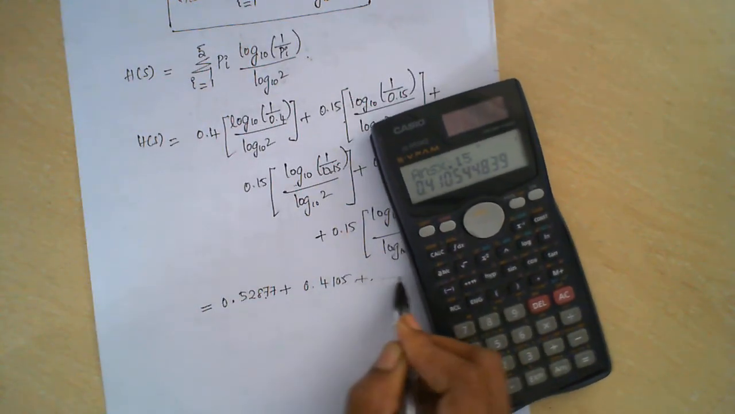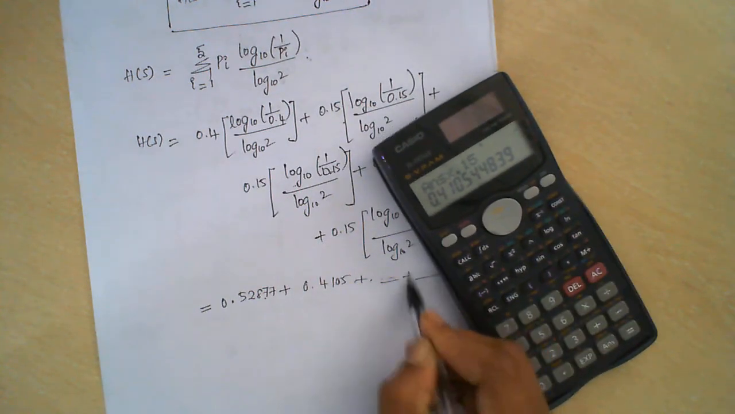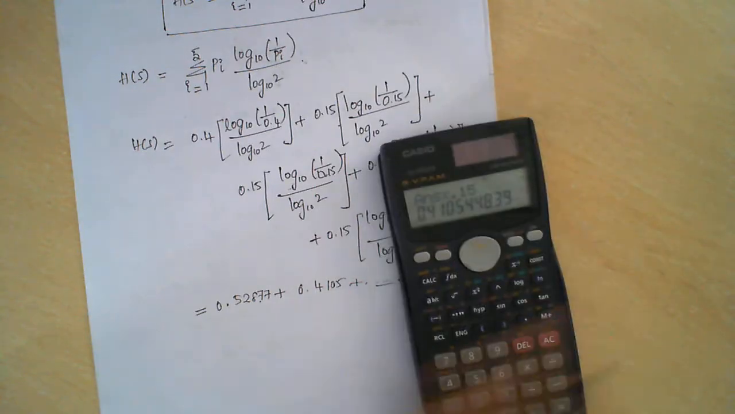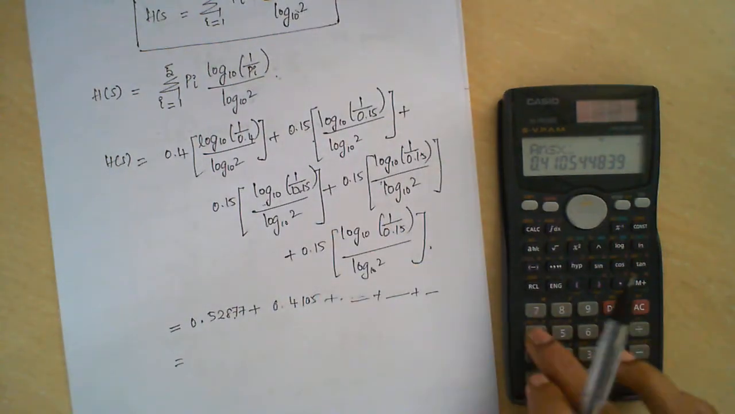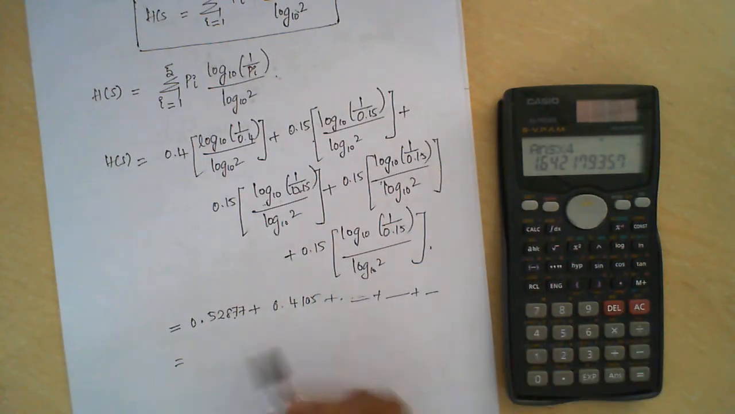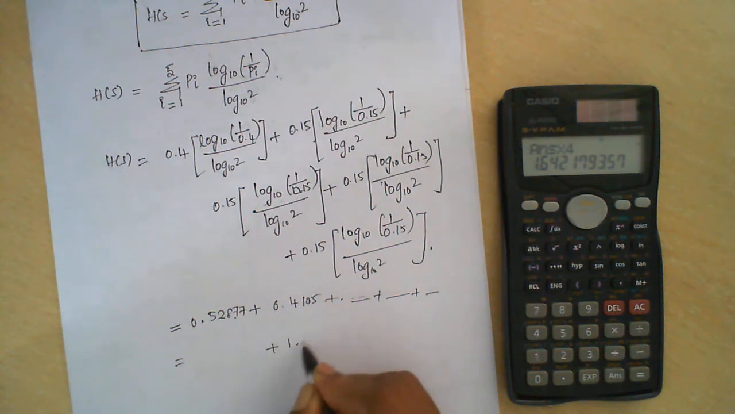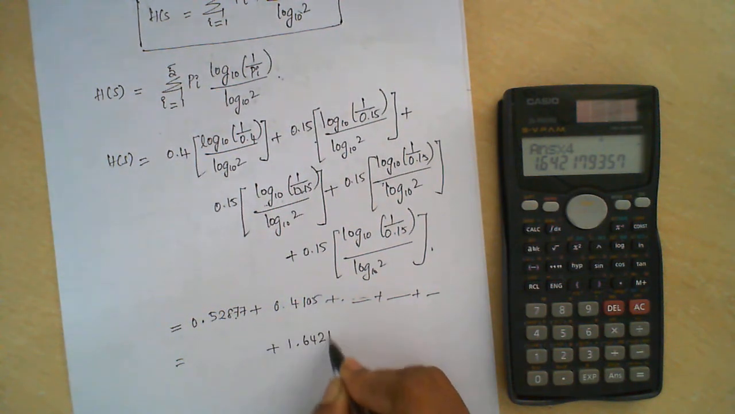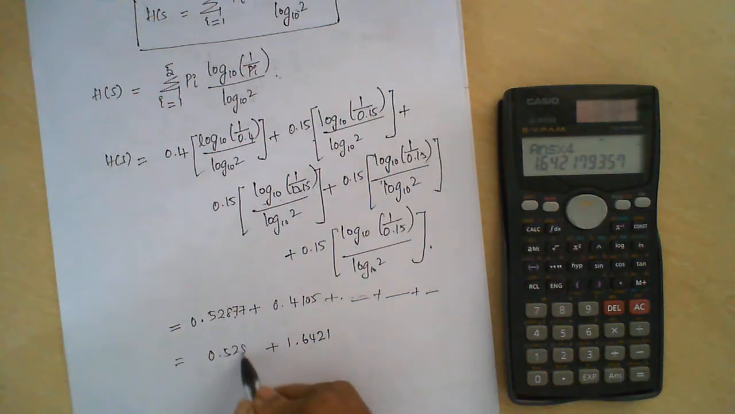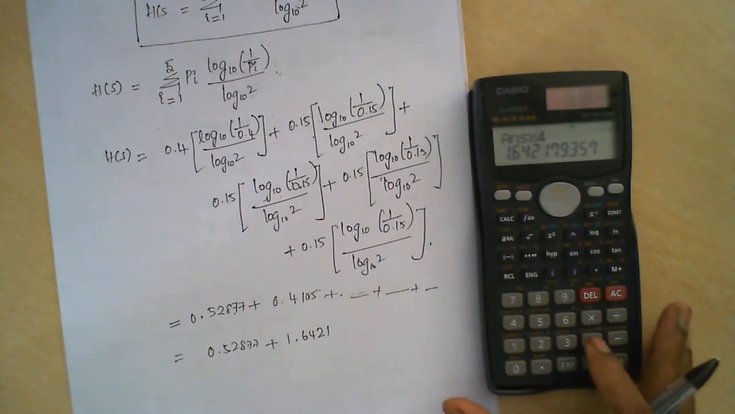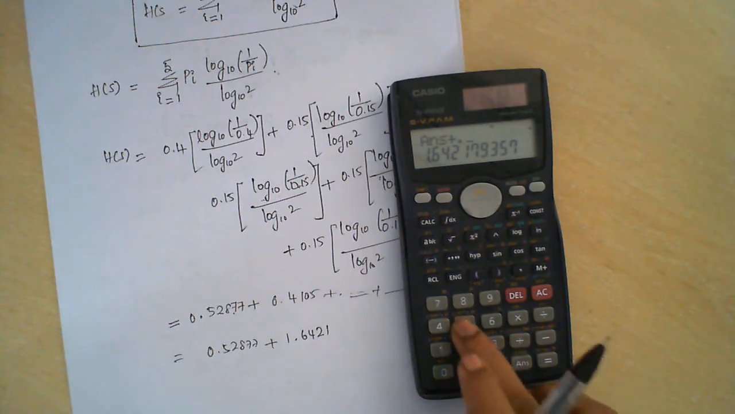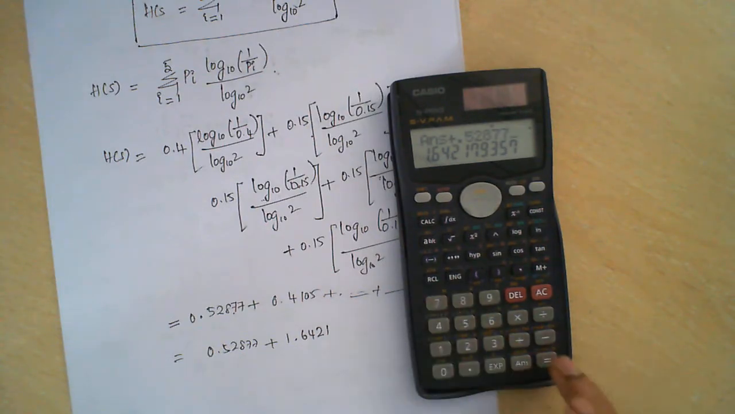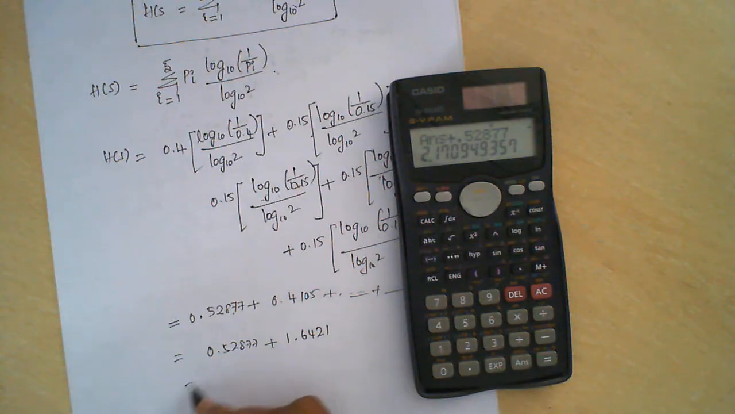So this is repeated for 3 values, 1 plus 2 plus 3 values. So you just multiply this with 1, 2, 3, 4 times. So 4. You will get the answer as 1.6421. Here the value is 52877. Just add this value of 0.52877.